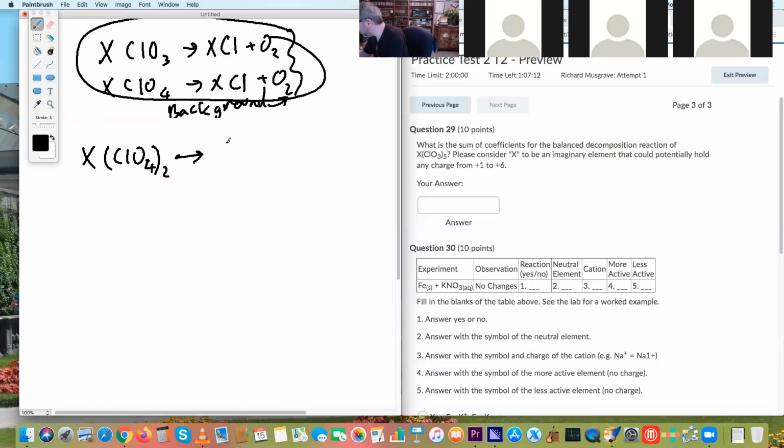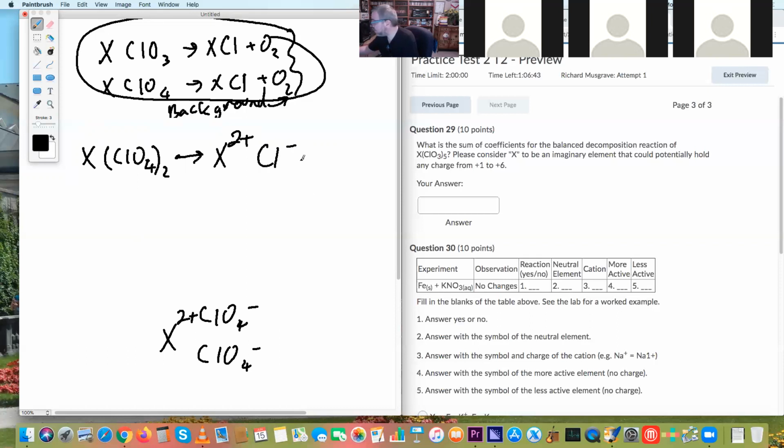I'll show you a little bit of a... What's the charge on the X? Ashley, I'll ask you that. What's the charge on the X? If you know ClO4 has a -1 charge, you know what the charge on the X is going to be? And so it has to be 2 plus.